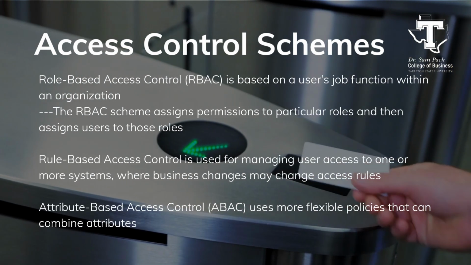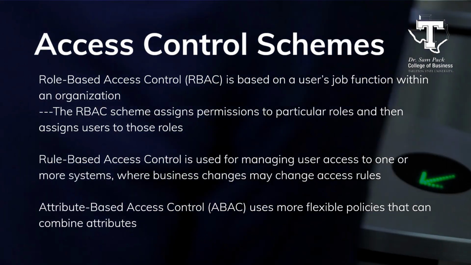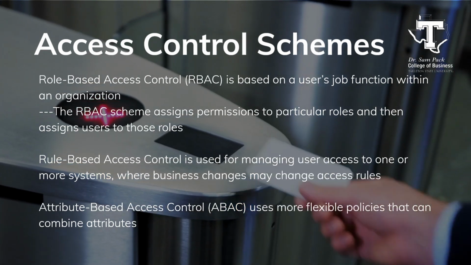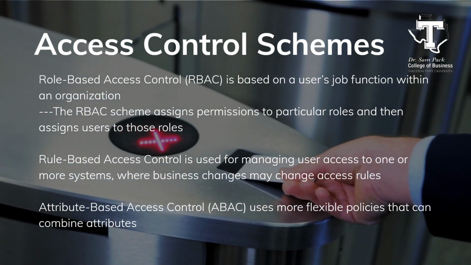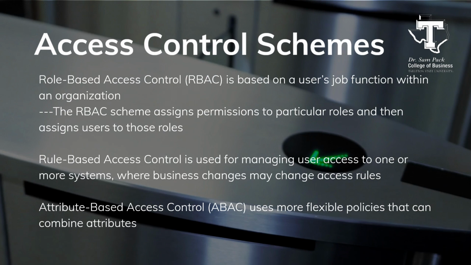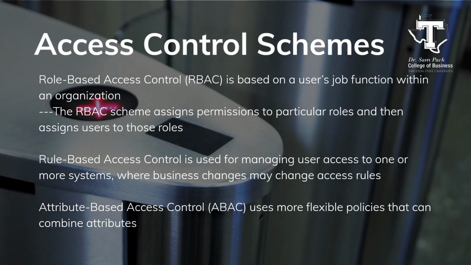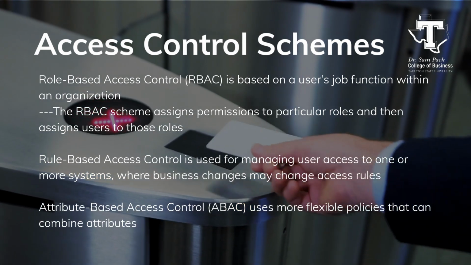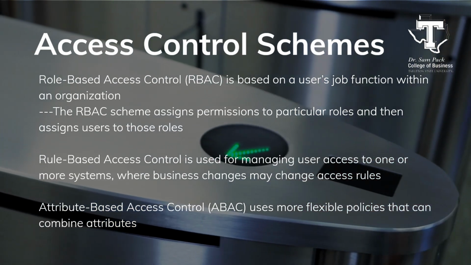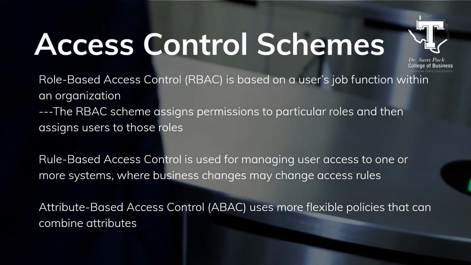With role-based access control, RBAC, this approach ties access permissions to a user's job function within an organization. Instead of managing permissions for each individual user, RBAC simplifies things by assigning permissions to specific roles. Users are then assigned to these roles based on their job duties. For example, if you're in the HR department, you might be given access to employee records, while the IT team might have access to system configurations.